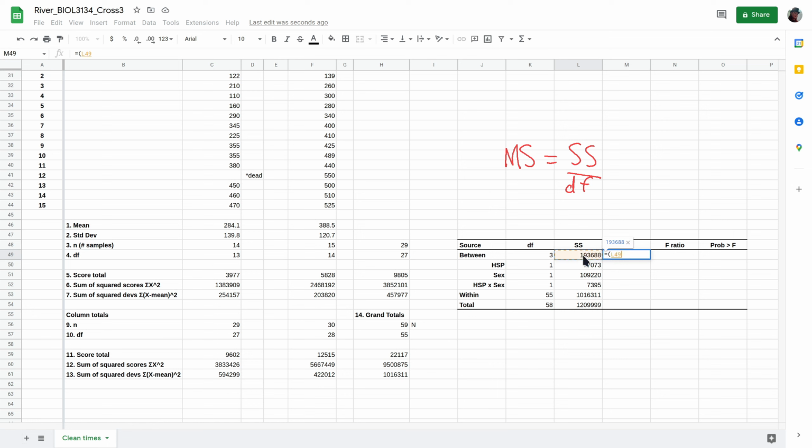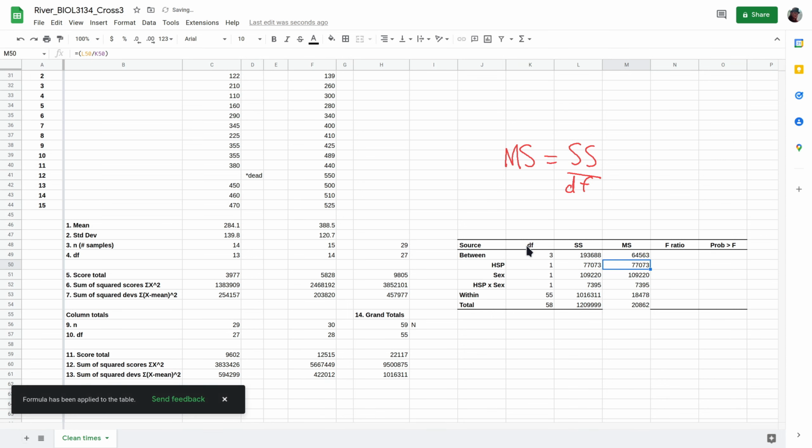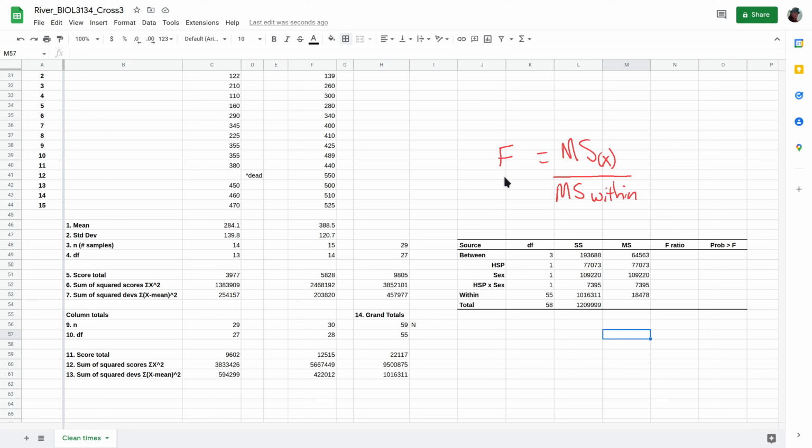So we'll take our sum of squares, divide by degrees of freedom, Control Enter to autofill, and we are good. Now we don't need the total here. We'll go ahead and delete that. Okay, and recall from your notes that the F ratio is equal to the mean squares of our category divided by the mean squares within. And we don't calculate one of these for between. We only calculate it for these three.